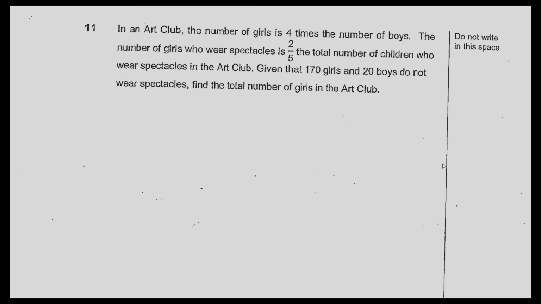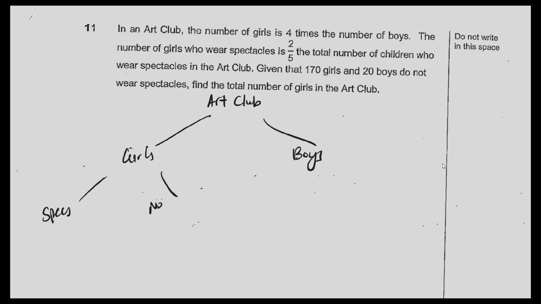Let's look at the next question. In an art club, the number of girls is 4 times the number of boys. The number of girls who wear specs is 2/5 the total number of children who wear specs. Alright, so let's try to visualize this. So in this art club, there are girls and boys, and among the girls there is specs, non-specs, and this is the same among the boys.